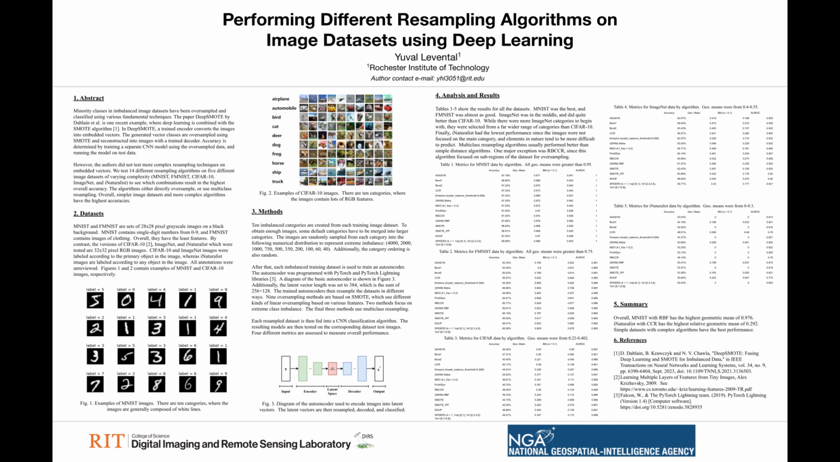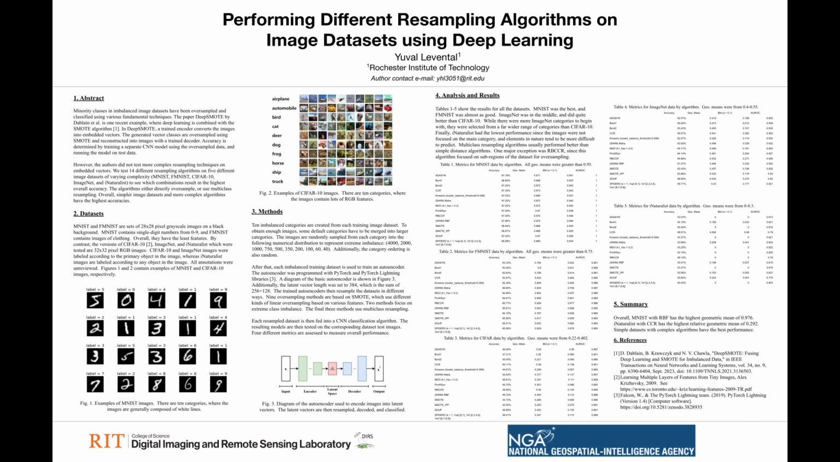10 imbalanced categories are created from each training image dataset. To obtain enough images, some default categories have to be merged into larger categories. Each category respectively has the following number of images in order to represent extreme imbalance: 4,000, 2,000, 1,000, 750, 500, 350, 200, 100, 60, and 40. Additionally, the category ordering is also random.